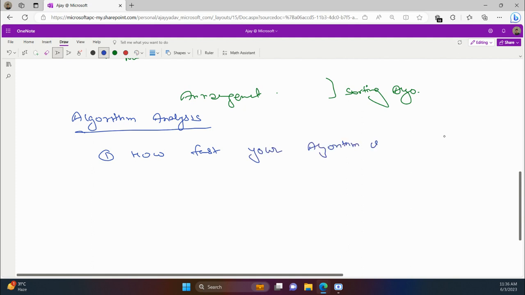Algorithm analysis is based on either the time complexity or the space complexity that we do. Now there are two different types of analysis that we do. First is the priori, and the second is the posterior. What is the difference between these two?